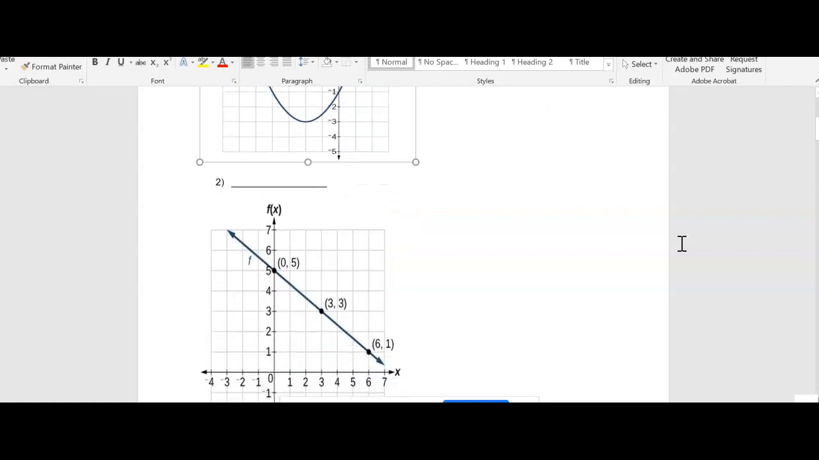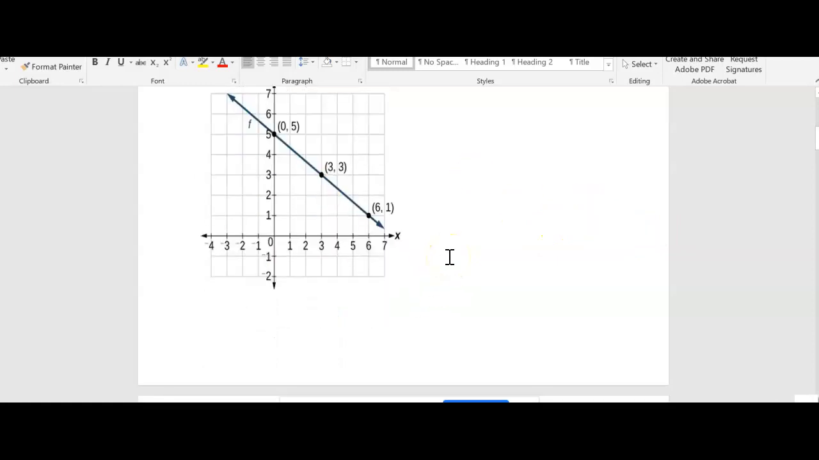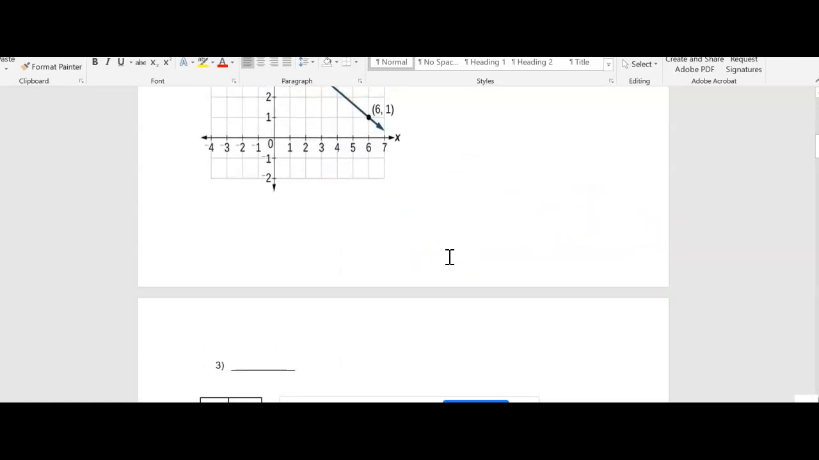Number 2, if you don't know this one, you have bigger issues to worry about here. This is a line. So that's the whole meaning of the word linear. That's why the word line appears in that word. So if you see a line, we know it's a linear function. All right, so those are kind of self-explanatory.